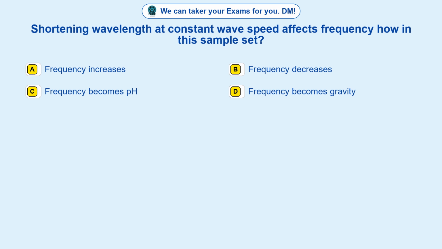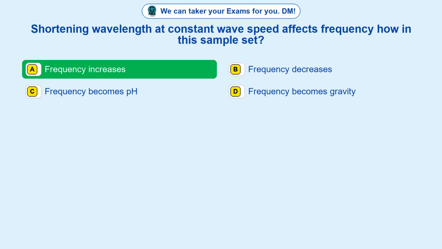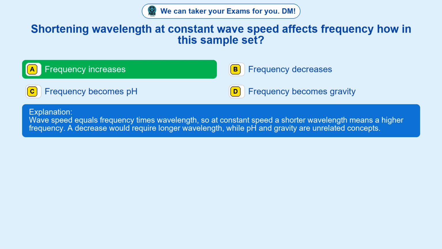Question 68. Shortening wavelength at constant wave speed affects frequency how in the sample set? Option A, frequency increases. Option B, frequency decreases. Option C, frequency becomes pH. Option D, frequency becomes gravity. The correct answer is option A. Frequency increases. Wave speed equals frequency times wavelength, so at constant speed a shorter wavelength means a higher frequency. A decrease would require longer wavelength, while pH and gravity are unrelated concepts.